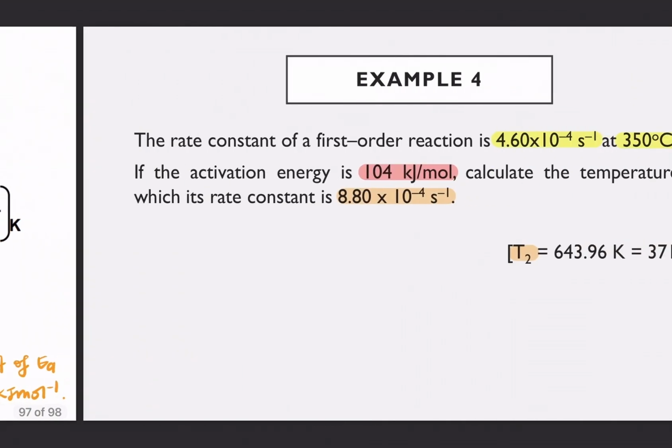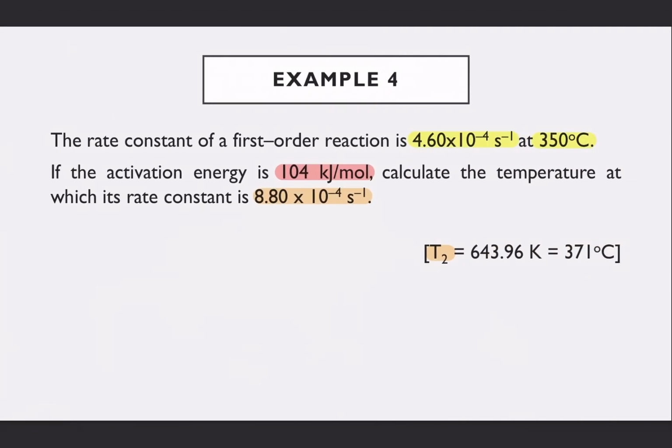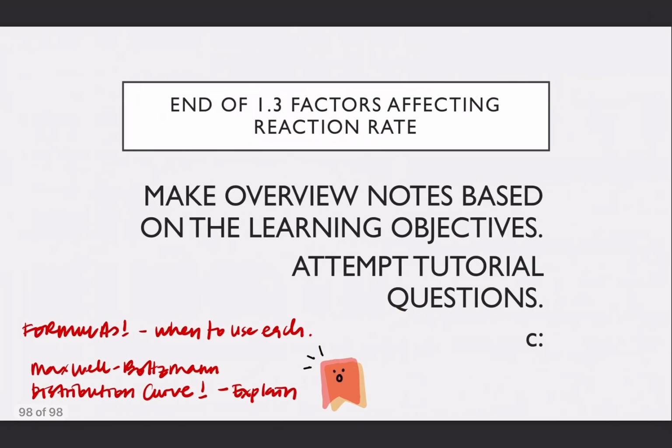Remember, okay? For this example, you are given the rate constant of a first order reaction. This is K1. This is T1. Change to Kelvin. This is your EA, activation energy. Calculate the temperature, T2, when your rate constant is this K2. So you use that formula, ln K2 over K1 equals and so on, and then you should find your temperature being this. Okay, good job. So this is the end of 1.3.